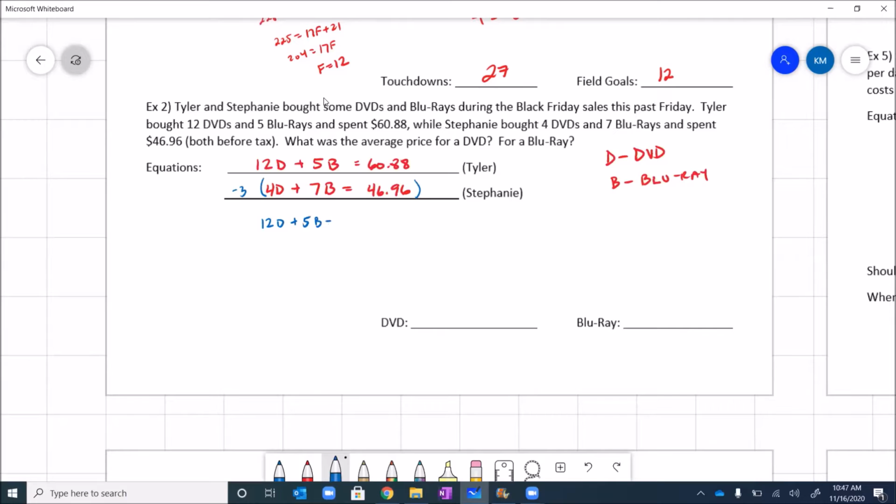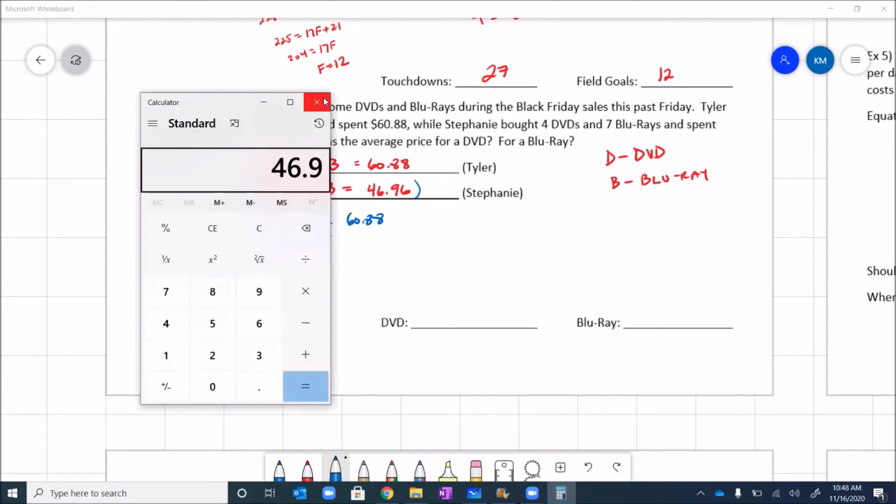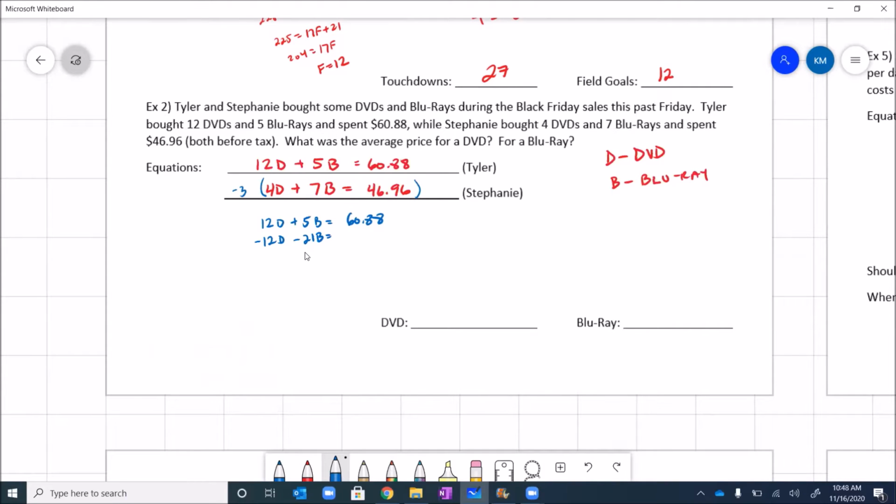Okay, so I'm going to rewrite this top equation, 12D plus 5B equals 6088 of Tyler's trip. And then this bottom equation, I want to get this 4D into negative 12D so that I can get this canceled out. So I'm going to say minus 12D, minus 21B, equals 4696 times 3, 14088.